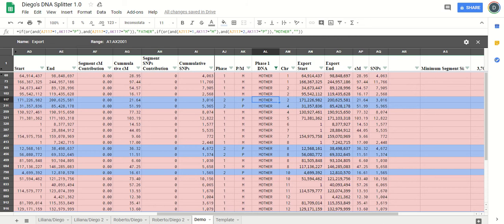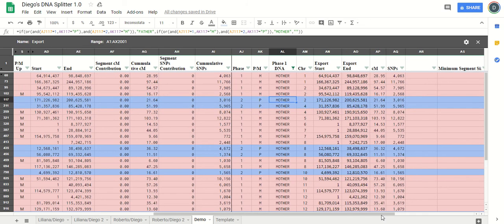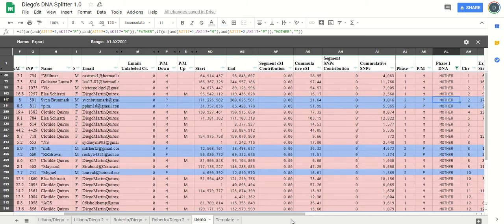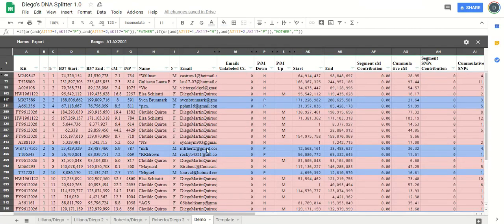And that's pretty much the breakdown on the formulas, and I hope this is useful to you.